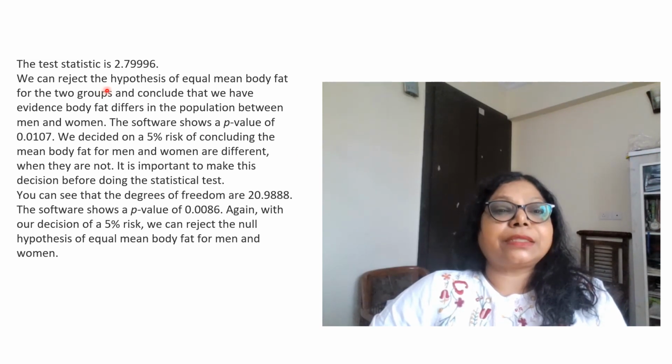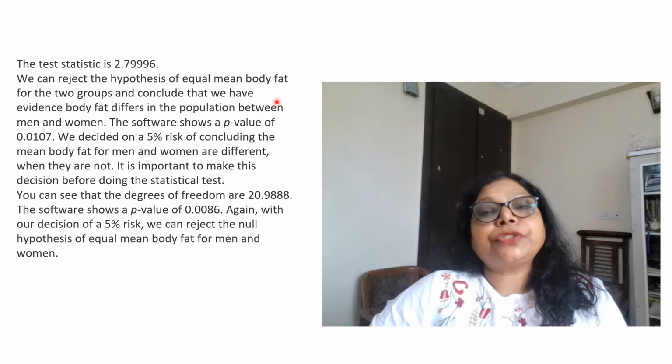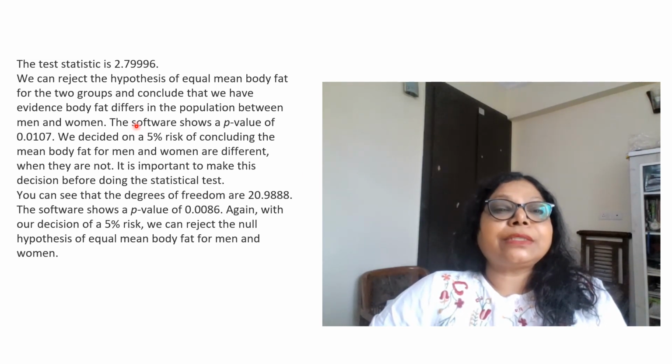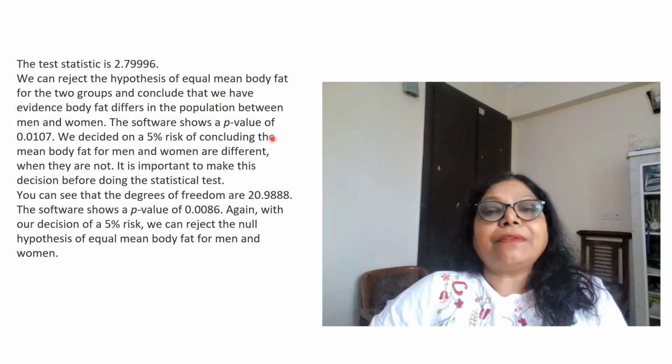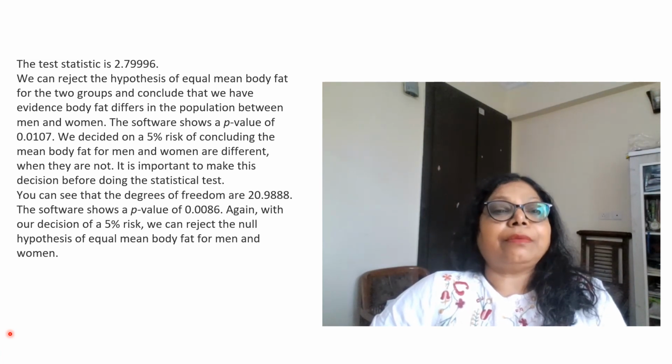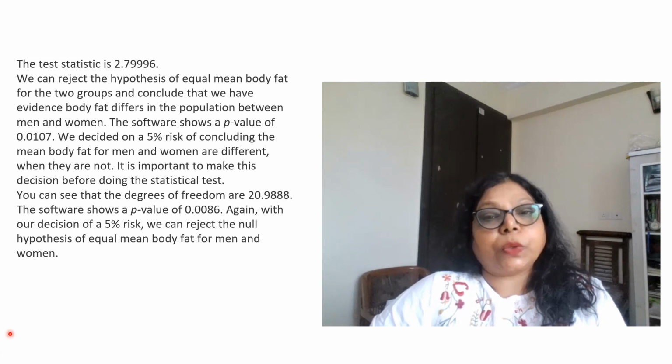The test statistic is 2.79996. The software shows results of a two-sided test and also of one-sided tests. The two-sided test is what we want, that is, the probability greater than the absolute value. Our null hypothesis is that the mean body fat for men and women is equal. Our alternative hypothesis is that the mean body fat is not equal.